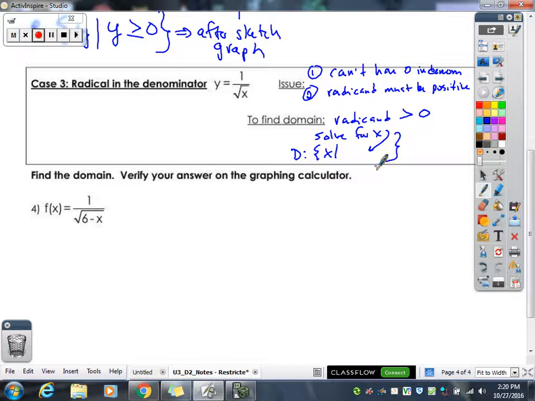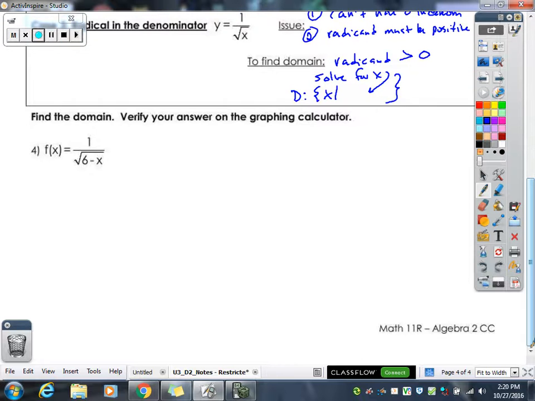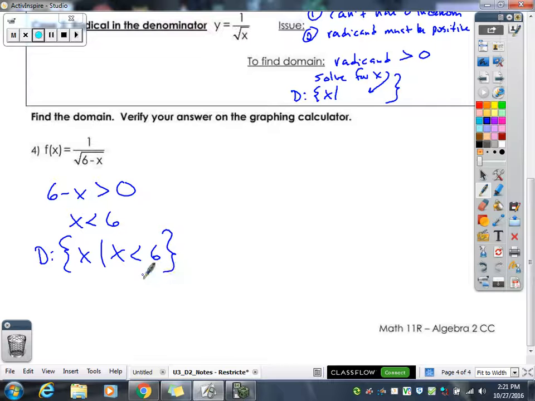We'll do the same thing for number 4. F of x is given to us as the fraction 1 over the square root of 6 minus x. Take the radicand of 6 minus x, set it greater than 0. Solving for x, you have a couple of choices. You can add x to both sides, and then you get an inequality, or you can subtract 6 and then multiply by a negative 1. Either way, you should get that x is less than 6, and that should make sense because the numbers underneath the radical have to be positive, and they can't equal 0. So we subtract from numbers that are less than 6 in order to maintain that the answer is positive. We can describe the domain as x such that x is less than 6.